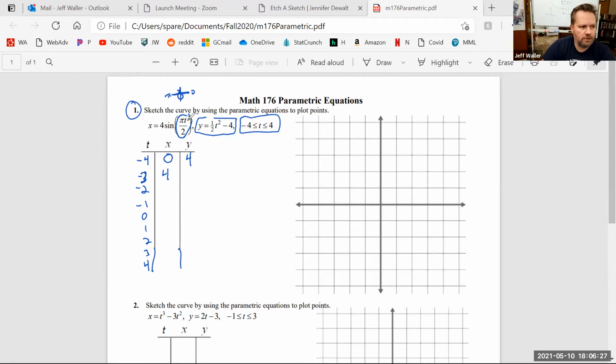When I plug a -2 in to here, that's going to give me -pi. Sine's not going to like it. It's 0. When I plug a -1 in, now that's -pi over 2. And at -pi over 2, it's down here. So it's -4. -1 times 4 is -4. Is anybody not with me as to where these numbers are coming from?